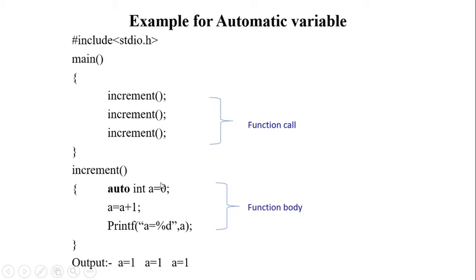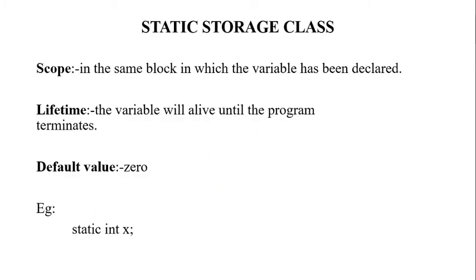So what we can understand from this example is that automatic variables are local variables, and the lifetime and scope of this local or automatic variable are inside this increment function body, that is, in this particular block only it exists. That is the meaning of this example. So that is about automatic variable.